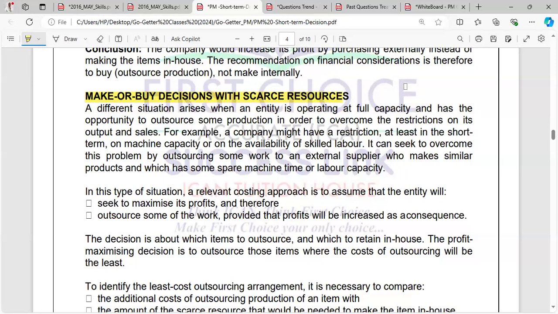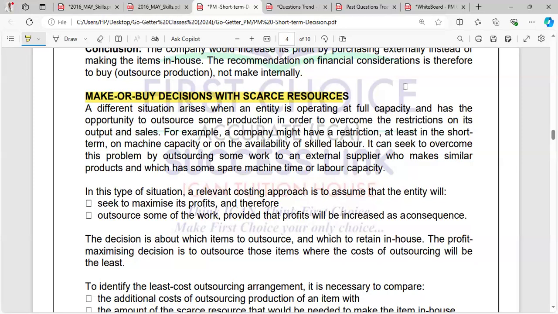A different situation arises when an entity is operating at full capacity. Because you are operating at full capacity, you don't have anything to spare, no time to spare. But you have the opportunity to outsource some of your production in order to overcome restriction on its output and sales. So you want to beat your market constraint. You cannot do everything on your own. You don't have any time, but you still need to deliver. So you have scarce resources now.